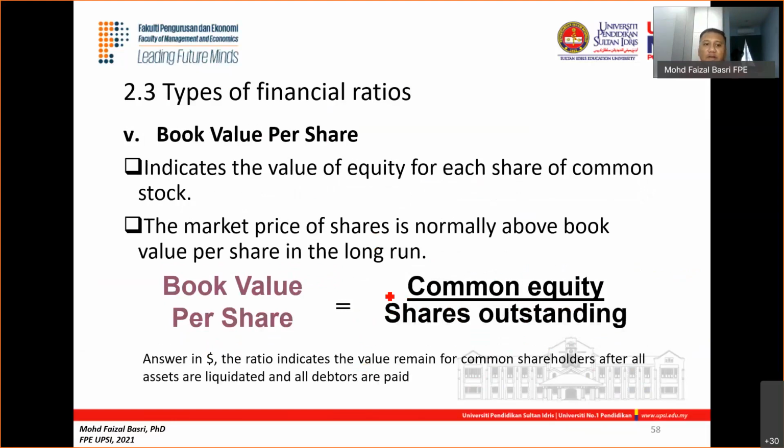Number 5, book value per share. Book value, we are looking from the accounting point of view. When we talk about book value, it's actually based on the reports. What would be the common equity, the shareholders' equity, how much the value. And then we divide again by NOSO, number of shares outstanding. So for this, the answer will be in ringgit again.